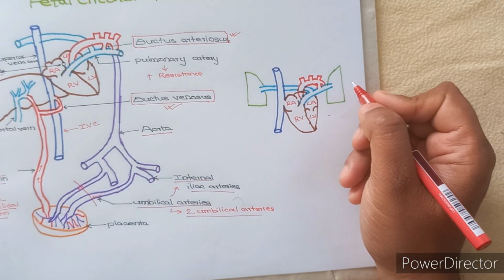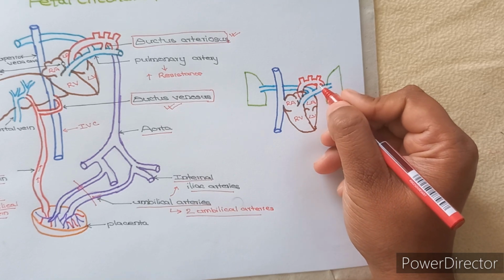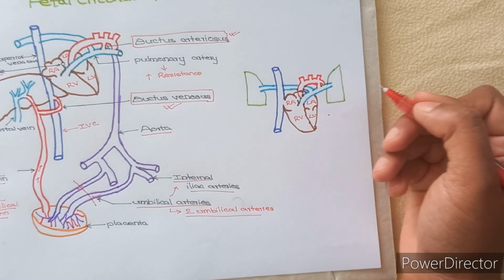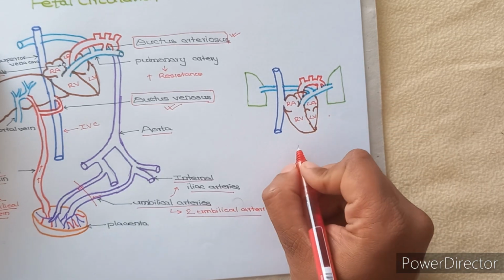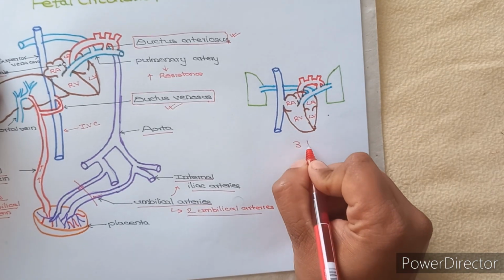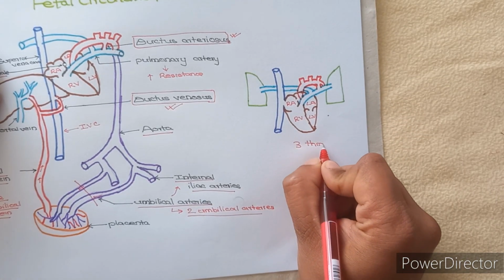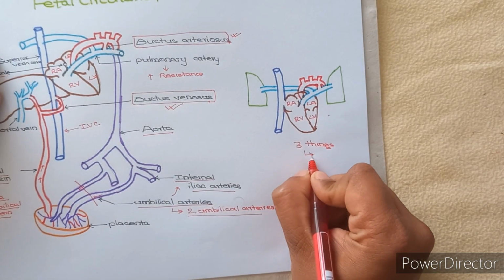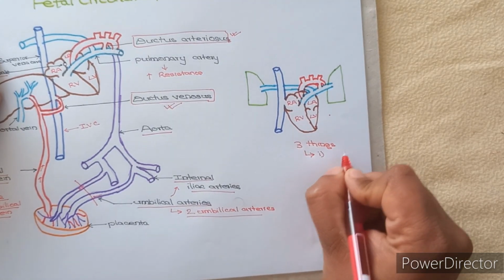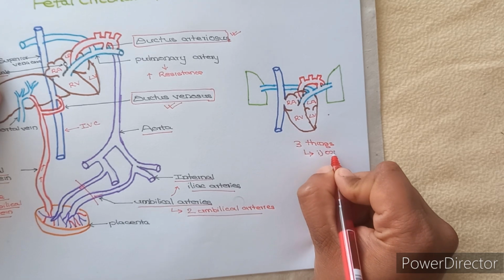And now we should know about this channel, the ductus arteriosus. What happens to the ductus arteriosus after the birth? Our ductus arteriosus is mainly sensitive to three things. What are those three things? Firstly, it is sensitive to oxygen.